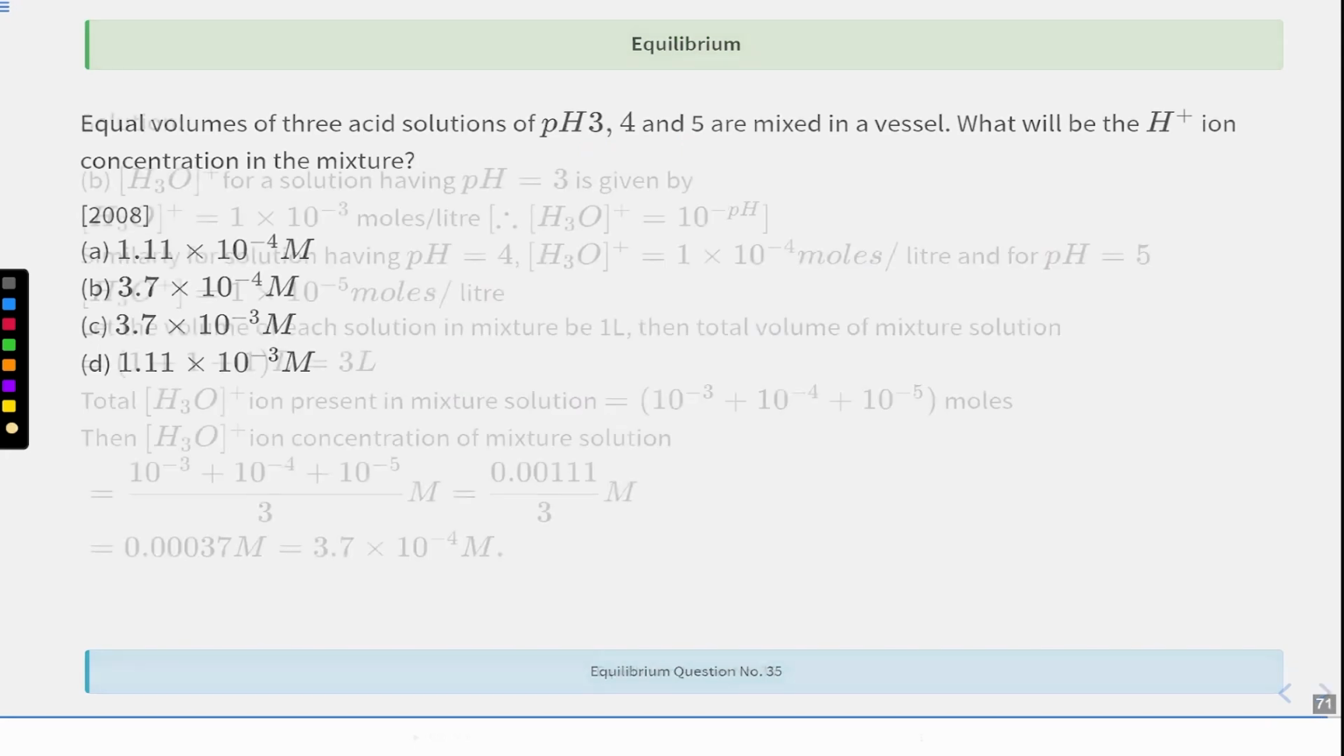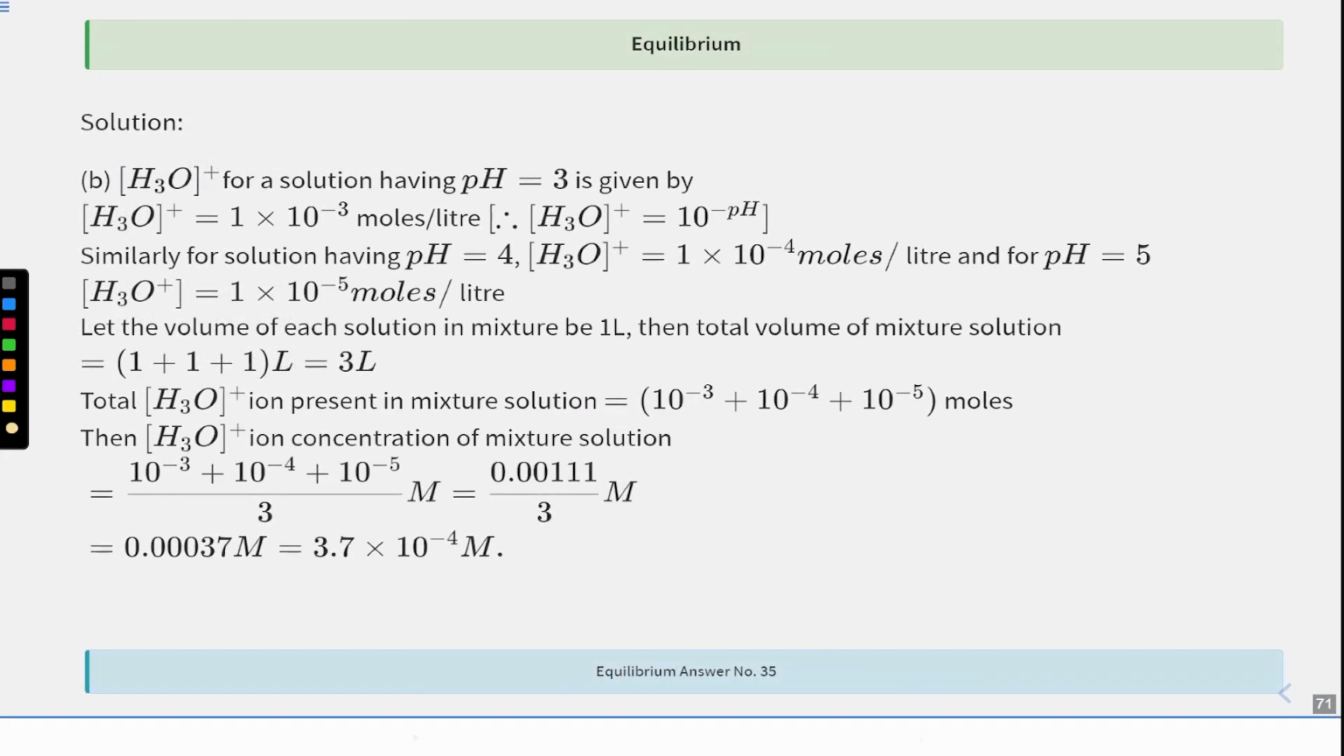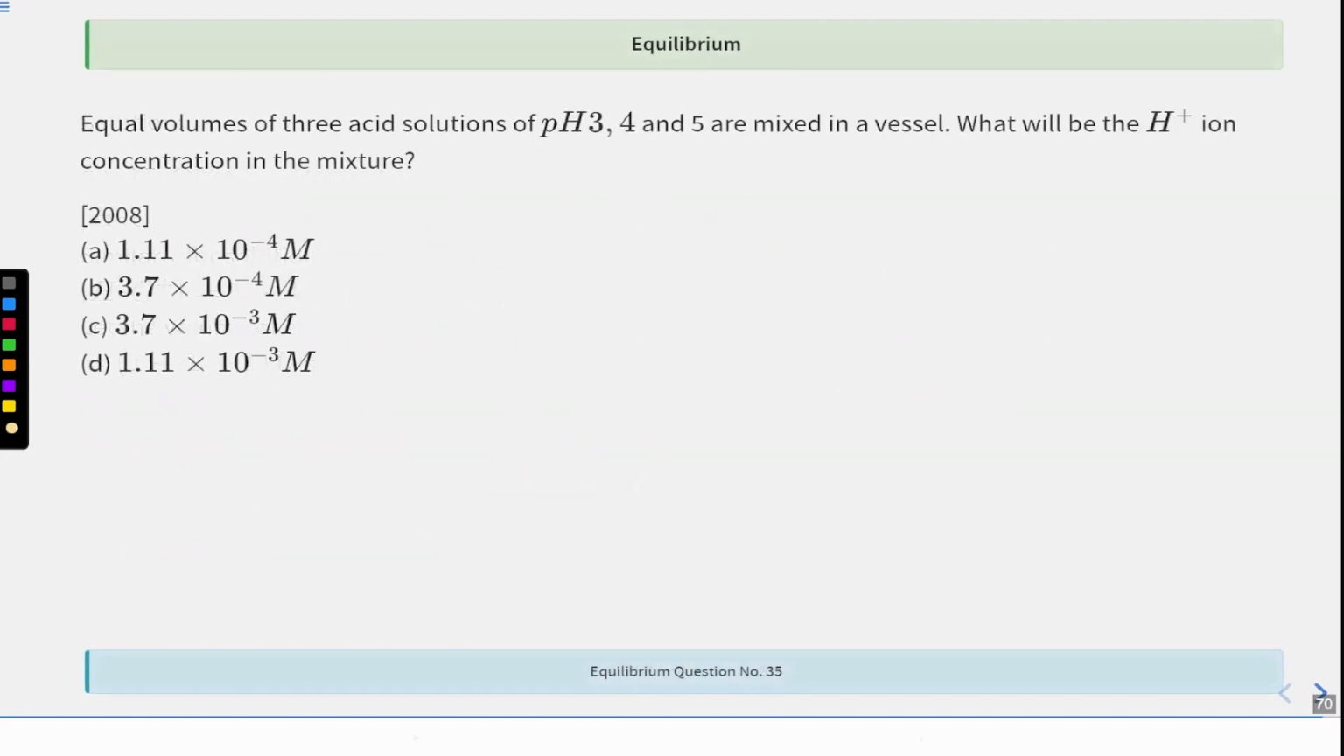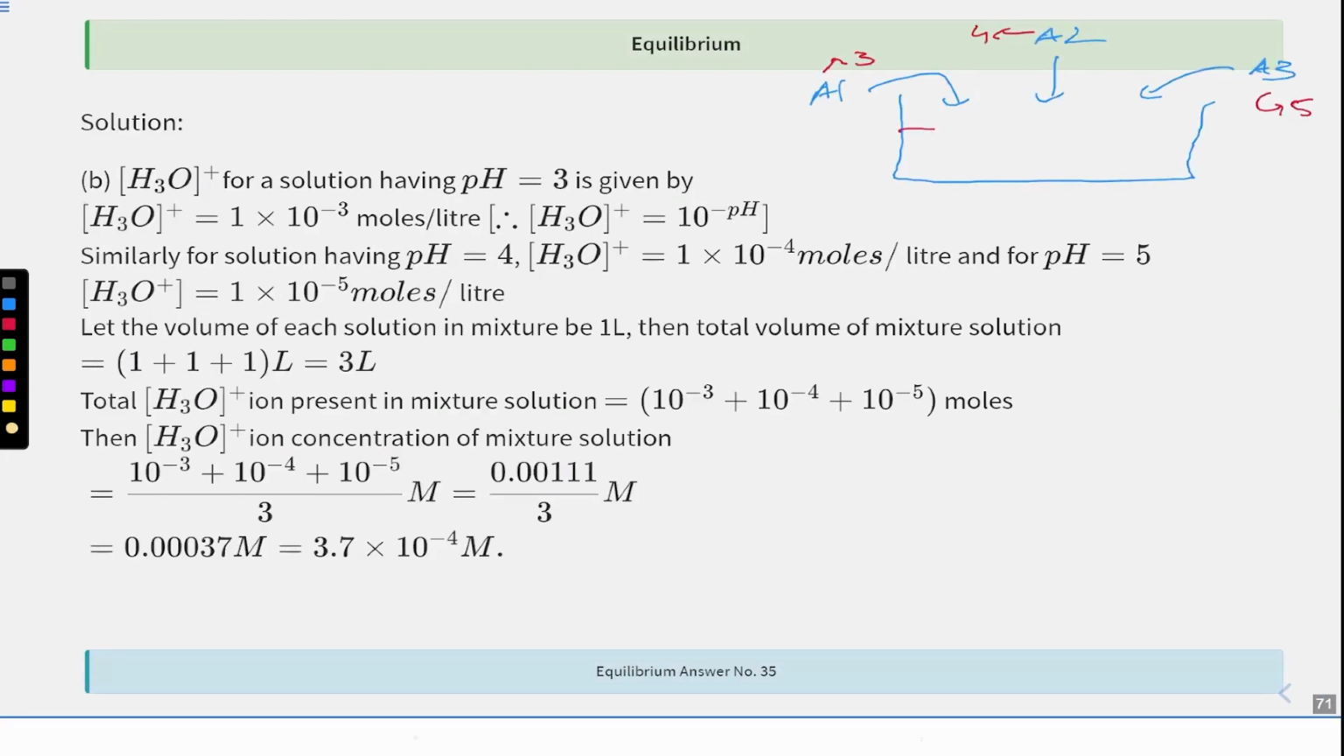For the calculation part, let's keep this page open, but let's understand what's happening first. Initially you have a beaker, right? And in that beaker you put three acids, let's say acid 1, acid 2, and acid 3. The pH of acid 1 is 3, the pH of acid 2 is 4, and the pH of acid 3 is 5. Finally, you mix them and you get a resultant solution.